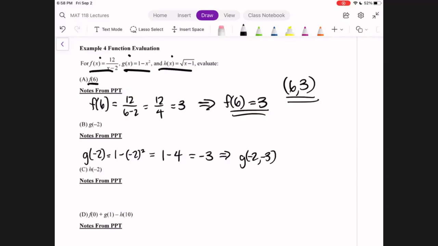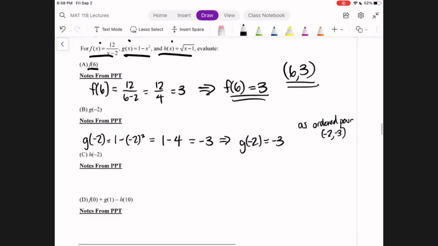Now, if you were going to look at the ordered pair for this, if you were just curious about it, the ordered pair would be... why did I write it that way? I'm already thinking about writing it in terms of ordered pair. This would be negative 3. So as an ordered pair, you could see this as negative 2 comma negative 3.